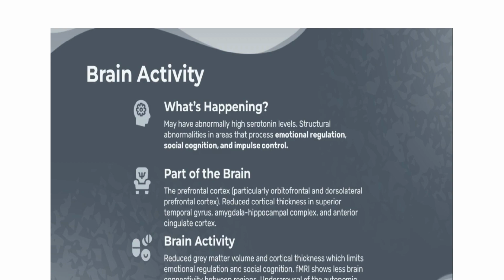There is reduced gray matter volume and cortical thickness, which limits emotional regulation and social cognition in individuals with antisocial personality disorder. The fMRI shows less brain connectivity between regions, and then under-arousal of the autonomic nervous system.